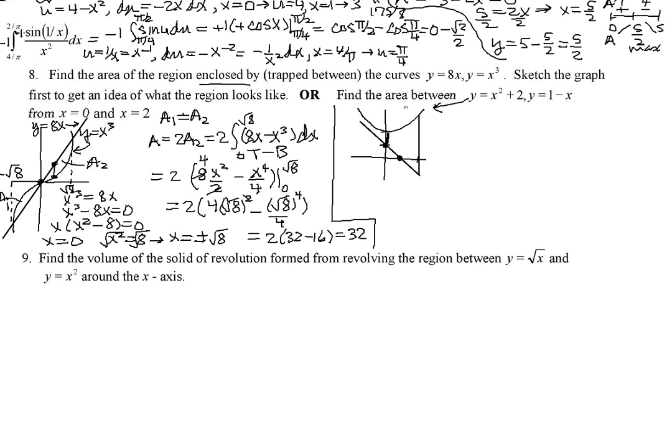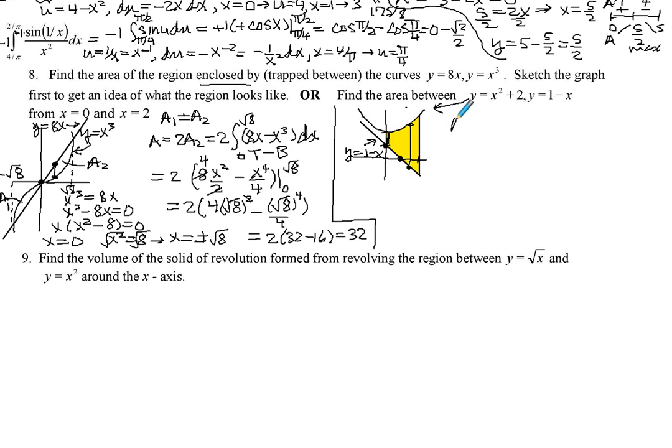So we want that area right there, and including that piece. So let's see here. We want to do vertical rectangles on this one here because all the way across we've got a consistent top function and a bottom function. This is the line y equals 1 minus x, and that's the bottom function. The top is going to be the x squared plus 2.